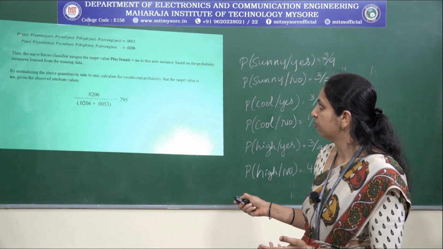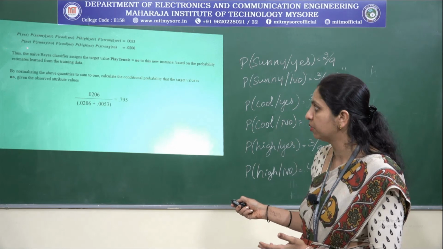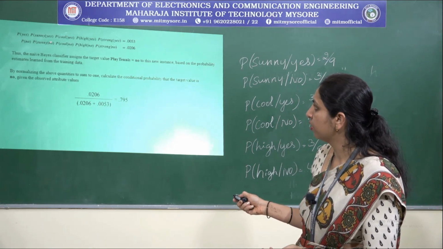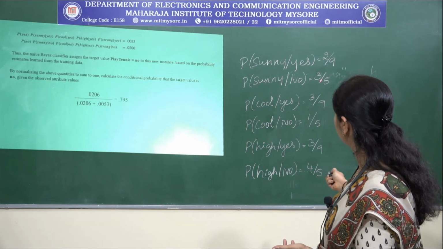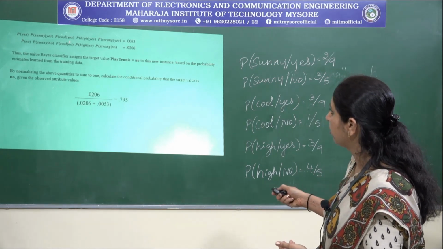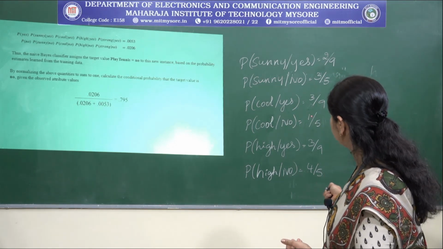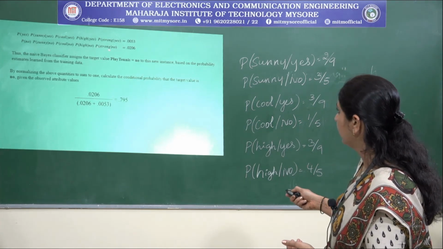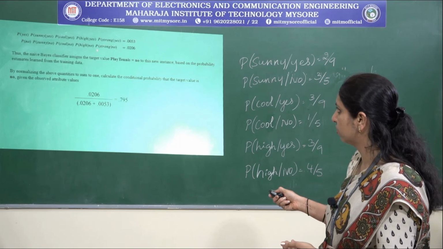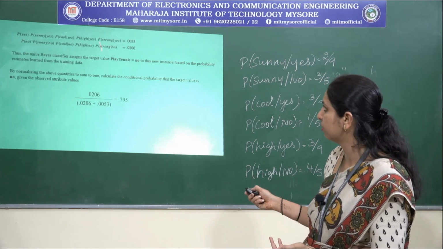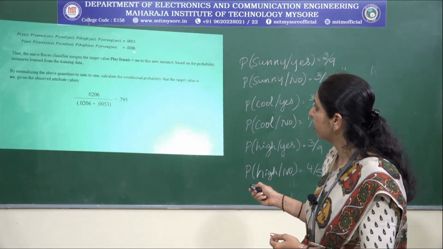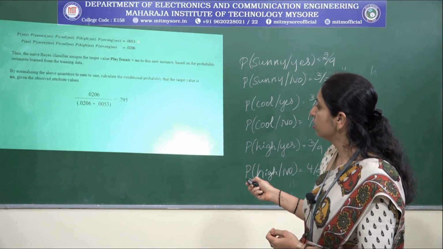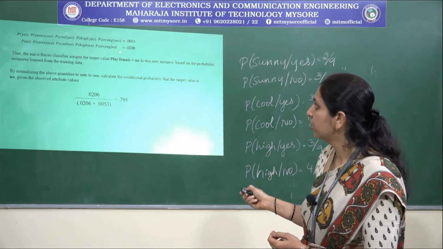Then similarly we have to find out the probability for no. Again the prior probability as we have calculated, and the conditional probabilities. Probability of sunny given no is 3 by 5, probability of cool given no is 1 by 5, probability of high given no is 4 by 5, and strong given no, again calculated in the previous slide. Finally we get 0.0206. So we have obtained two values here.